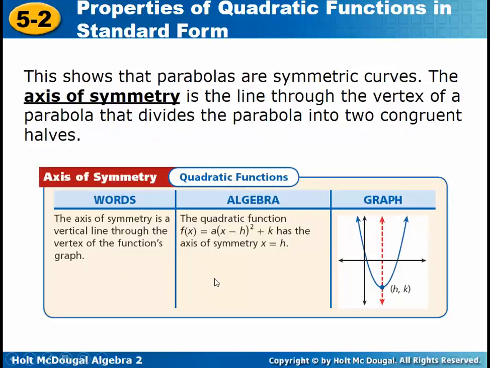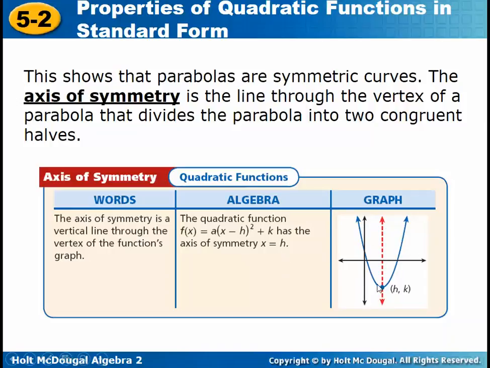The axis of symmetry is the line that cuts the parabola exactly in half into two congruent pieces. It goes through the vertex. So you can see if the vertex is (h, k), the line of symmetry, this red dashed line here, would cut that into two congruent pieces.